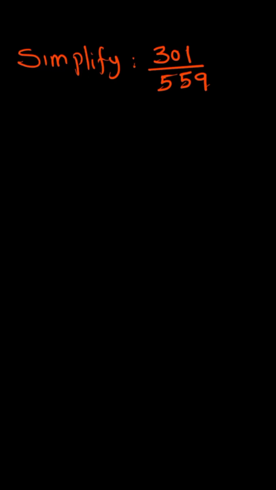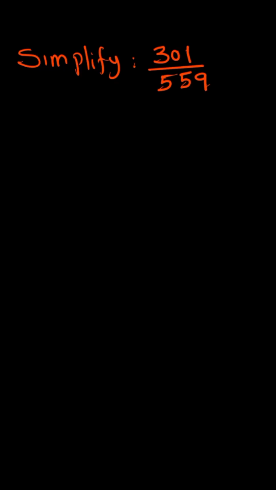If you have to simplify 301 over 559, you probably look for a calculator because 2, 3, and 5 are not factors of these two numbers. But I'm going to show you how you get the greatest common divisor using successive subtraction method. We're going to be subtracting the smaller number from the larger number.